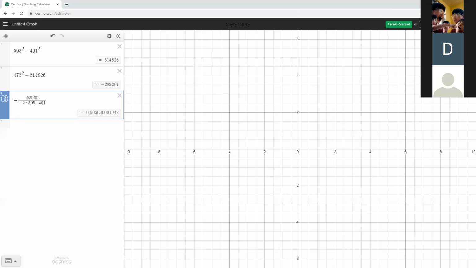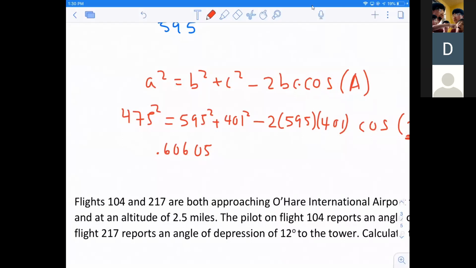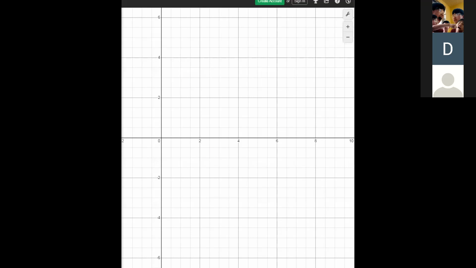All right, and let me go back here. How do I share? New share. Go back to my iPad. Kind of go to mirroring. Anyway, bam, we're back here. So doing all this calculation, you get 0.60605 and a whole bunch of zeros, is equal to cosine of x.